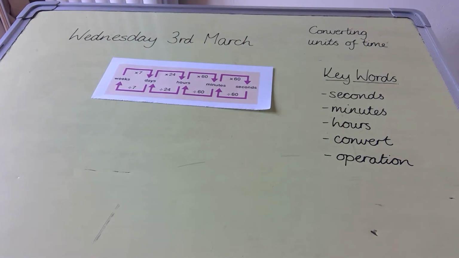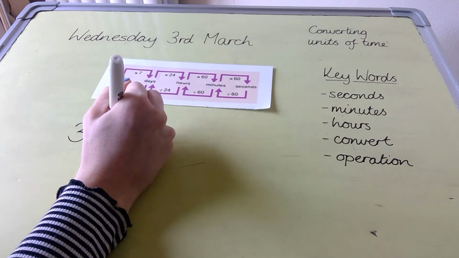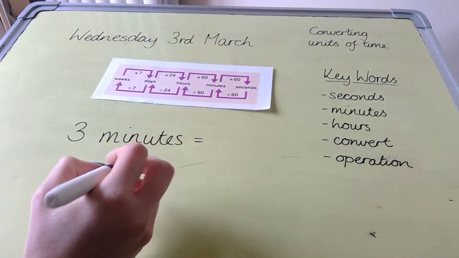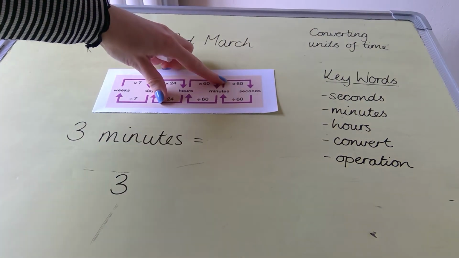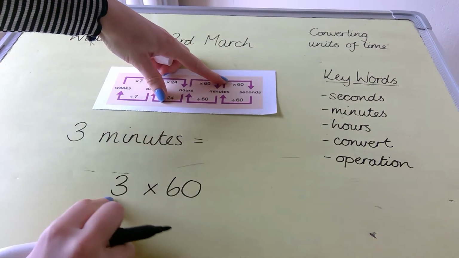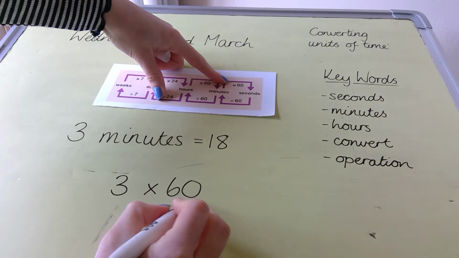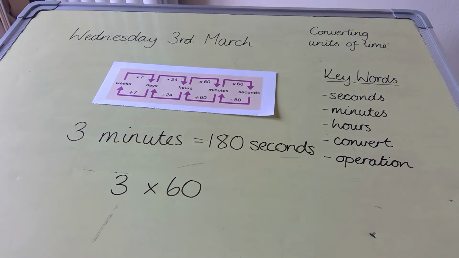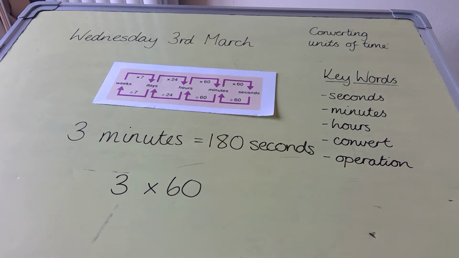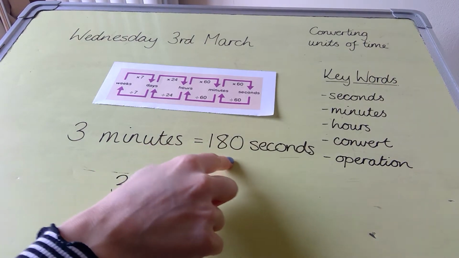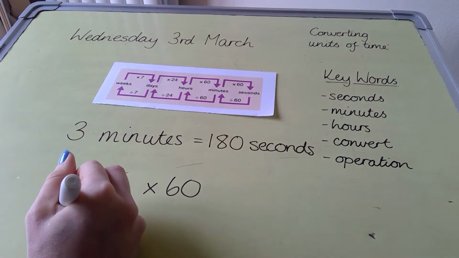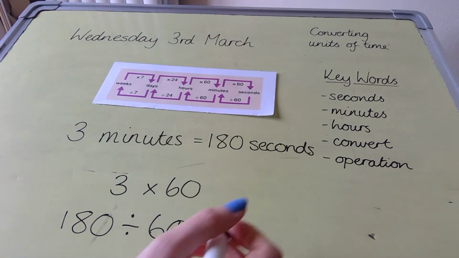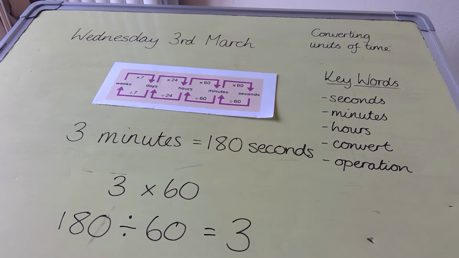So for example, if we were looking at 3 minutes, okay, and we wanted to know what 3 minutes was in seconds, we would have to do 3 multiplied by 60. Okay, so we can do 3 times 6, which is 18, and then adding on our placeholder. So 3 minutes is the same as 180 seconds. Okay, so we could do it that way around. If we were trying to find out how many minutes were in 180 seconds, we would change it around and say 180 divided by 60 equals 3, and we would know that it was 3 minutes.